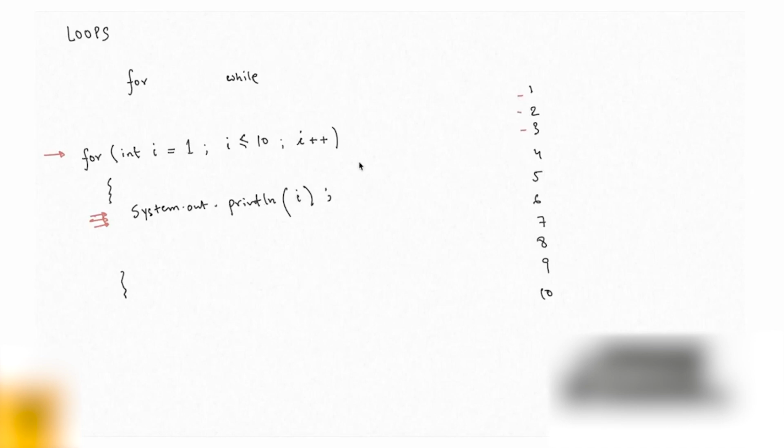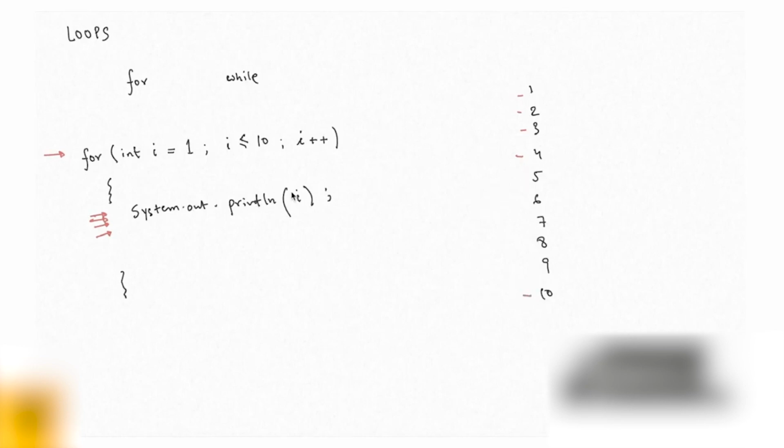Then it goes back up here again and increases the value of i by 1. The value of i becomes 4. It checks whether or not 4 is less than or equal to 10. This is still true. And since this is still true, it comes back here again and prints the value of i. At that point, the value of i is 4, so it prints 4. And it goes on like that up till it reaches 10.